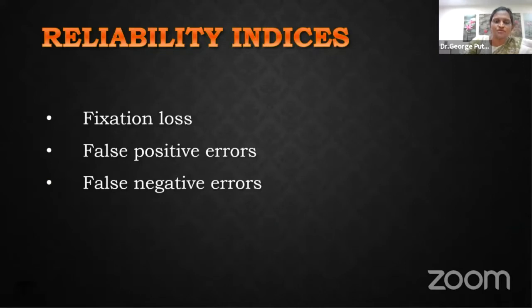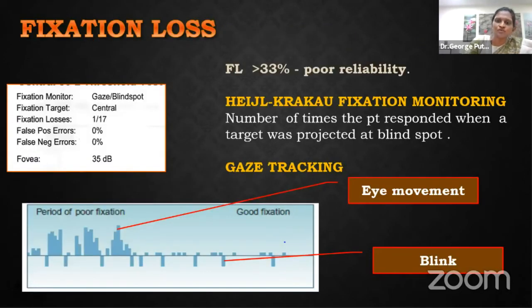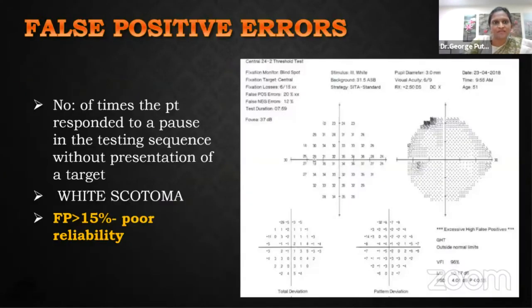The main indices to check the reliability of the visual field are fixation loss, false positive error, and false negative error. Initially, fixation loss was judged with the patient's response to the target projected at the blind spot, but nowadays with the gaze tracking technique, fixation loss is better assessed. A loss of more than 33% means very poor reliability.